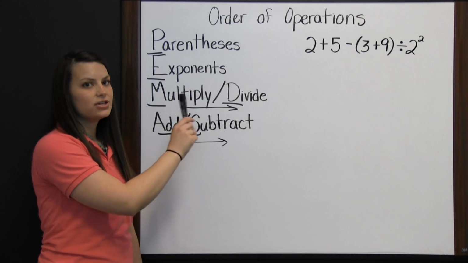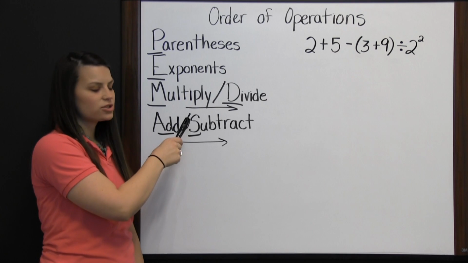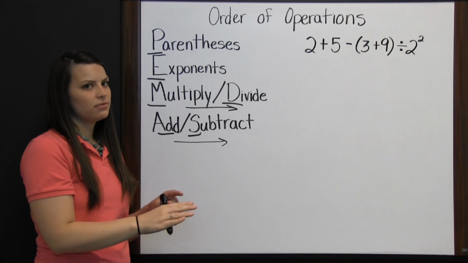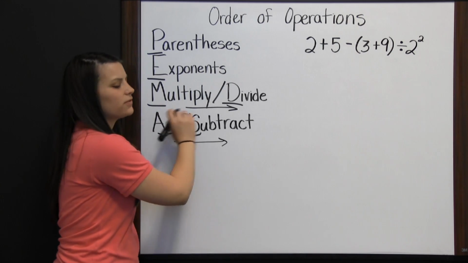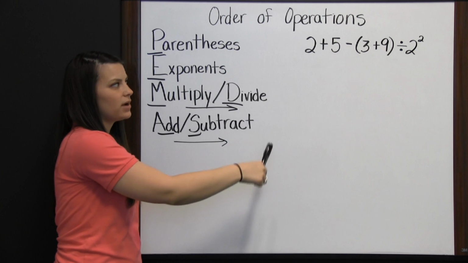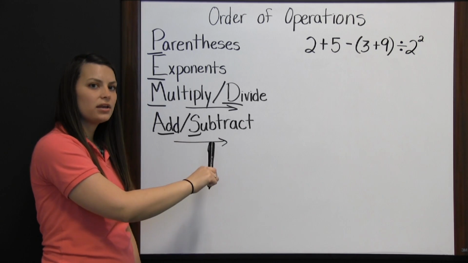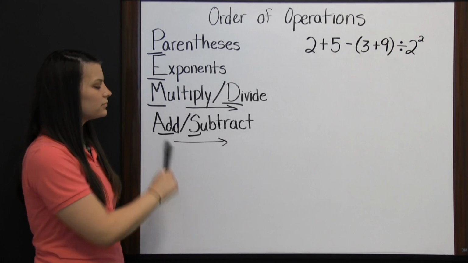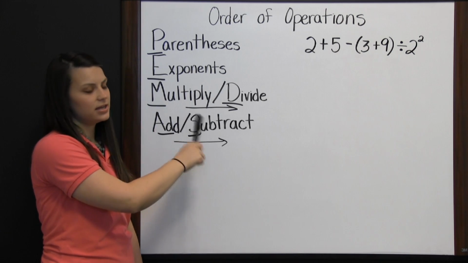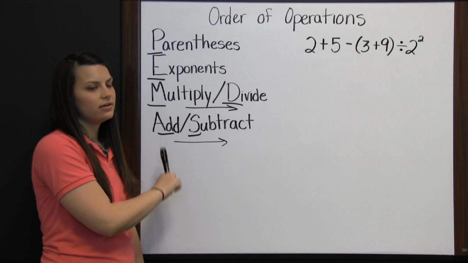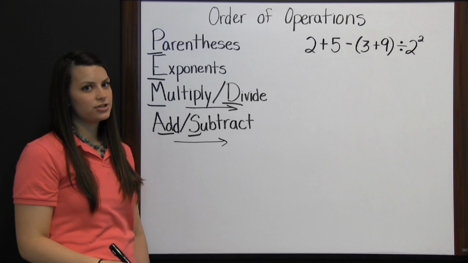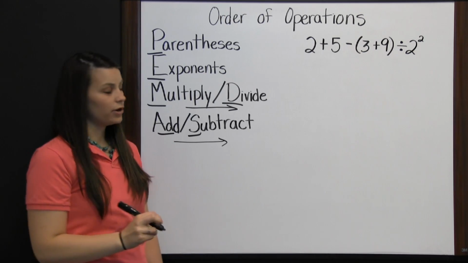Following that is multiplication and division. And this is special because it's not that one needs to be done before the other. These are just worked from left to right. Finally, addition and subtraction work the same way as multiplication and division. So these will also be done from left to right, but these will be the last things done when simplifying an expression. Let's put PEMDAS to work.